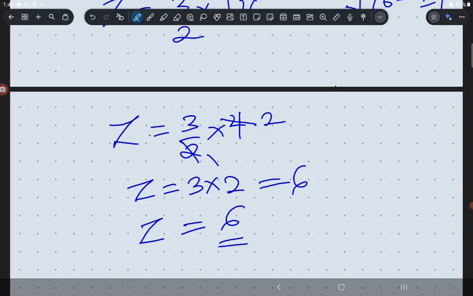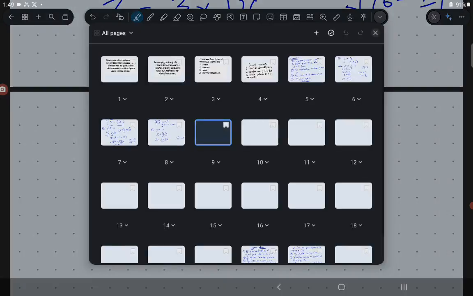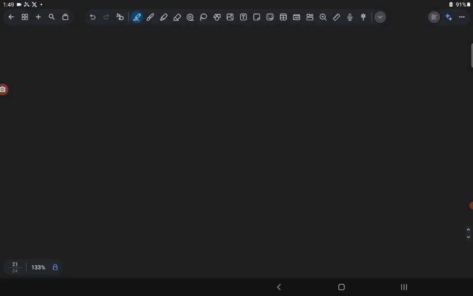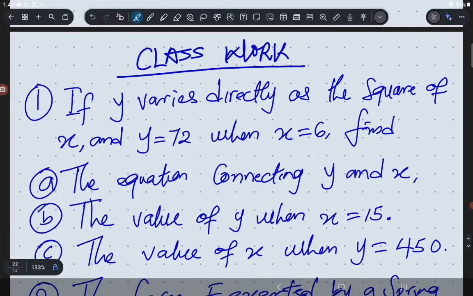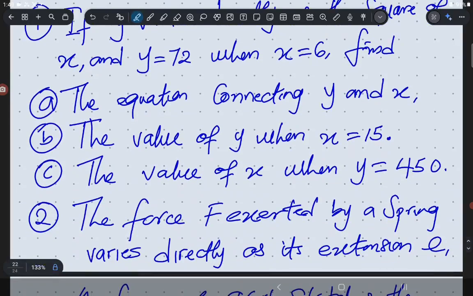So let's go to the classwork. The classwork is this. Question 1: if y varies directly as the square of x and y is equal to 72 when x is equal to 6, A, find the equation connecting y and x. B, the value of y when x is equal to 15. C, the value of x when y is equal to 450.